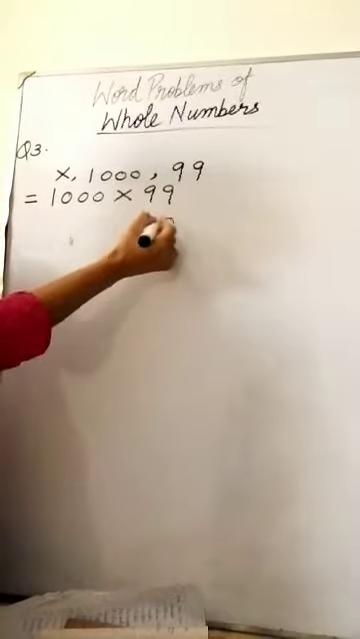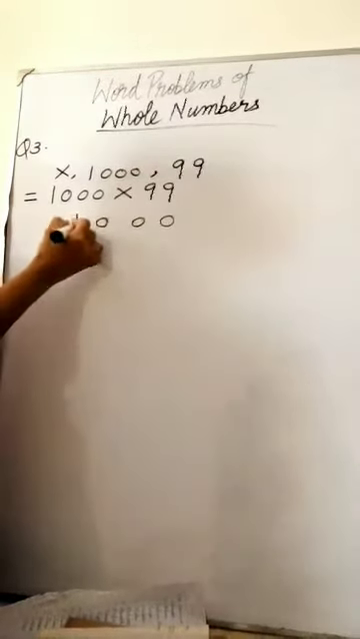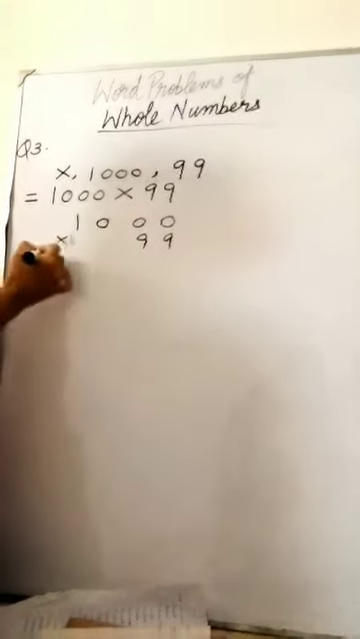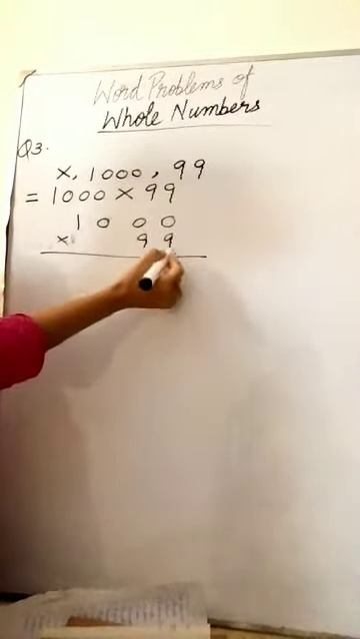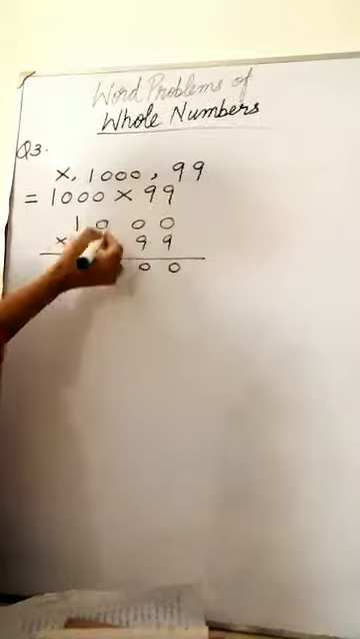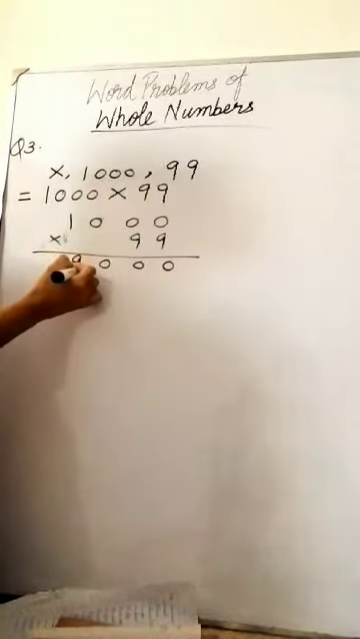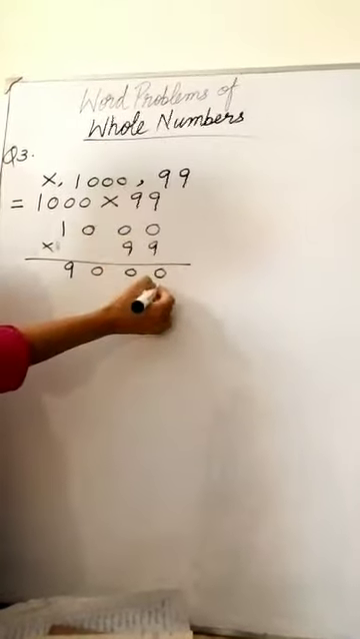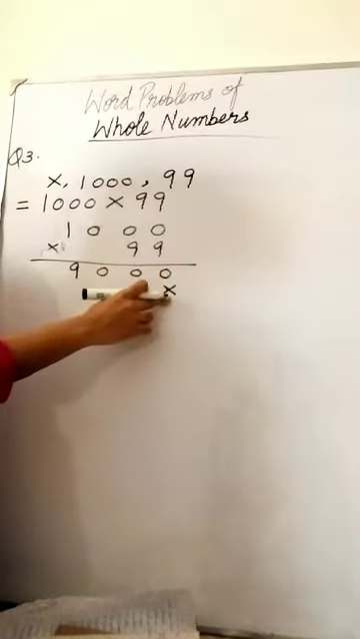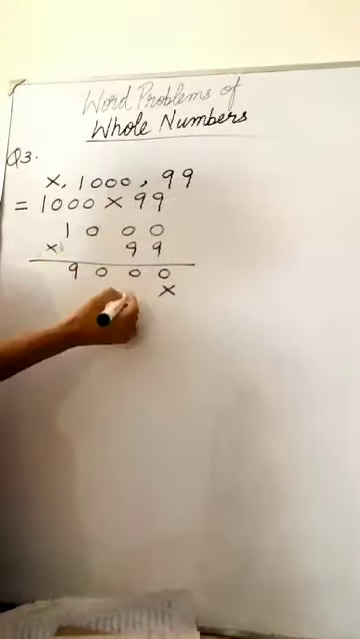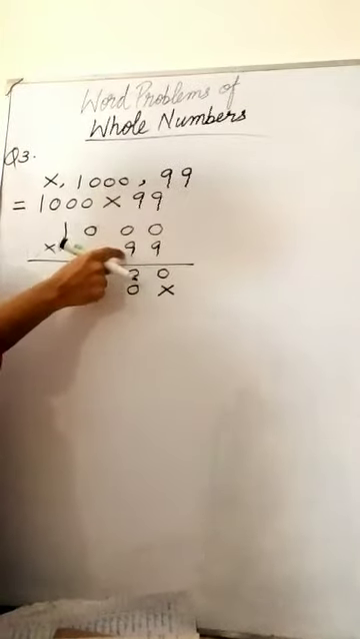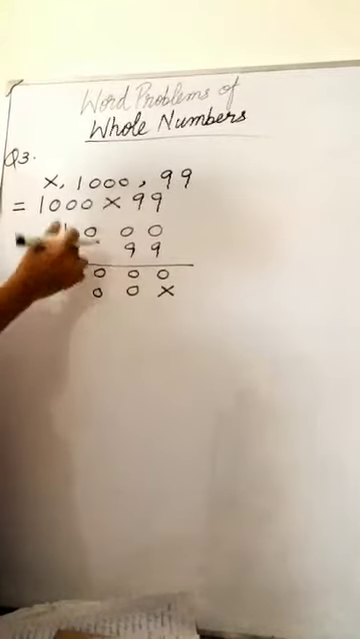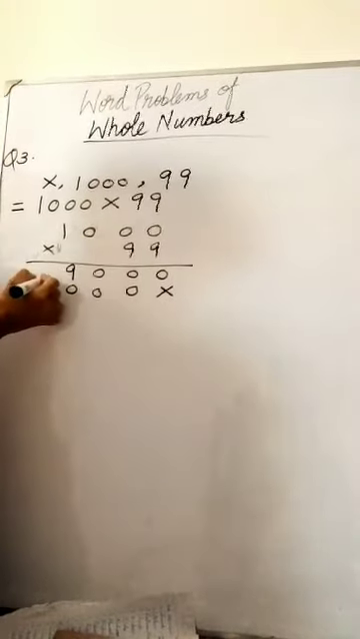Now we are converting into vertical form. Unit, tens, hundred, thousand. Now we have to multiply. 99 times 0 is 0, three times. Write the numbers with some gap. Now the unit has been done, so put a cross or you can put 0. This is the turn of tens. 9 times 0 is 0, then 9 times 1 is 9.